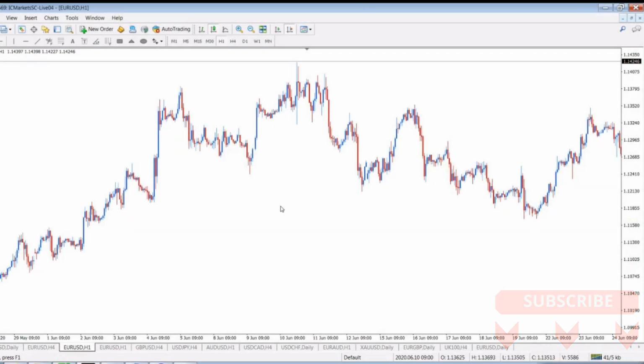Actually, I'm on the EURUSD 1 hour chart, which I think is very decent to work with, without too much noise on the market, because the lower the time frame, the bigger the noise is. I think the 1 hour chart should be alright.